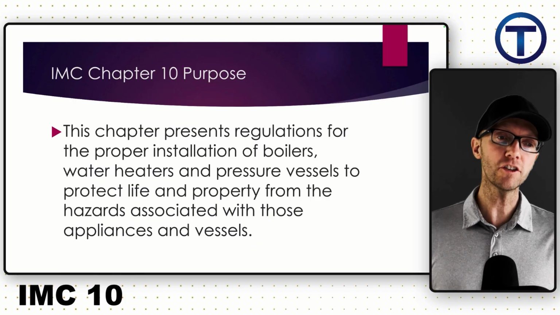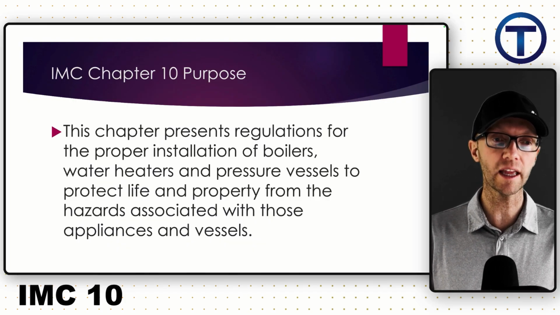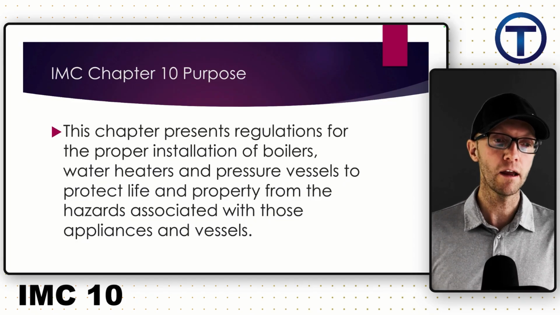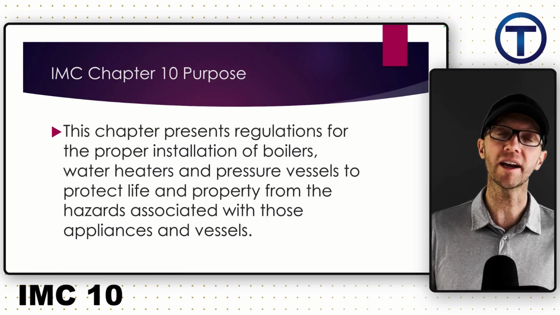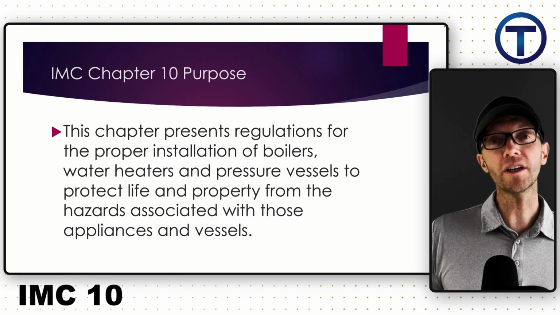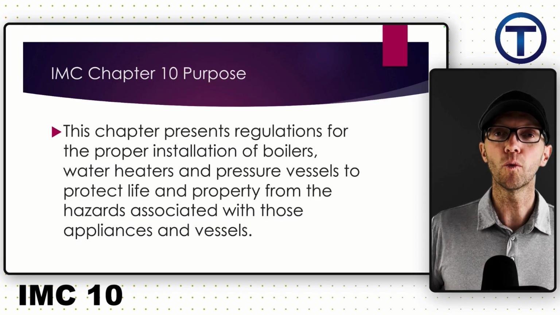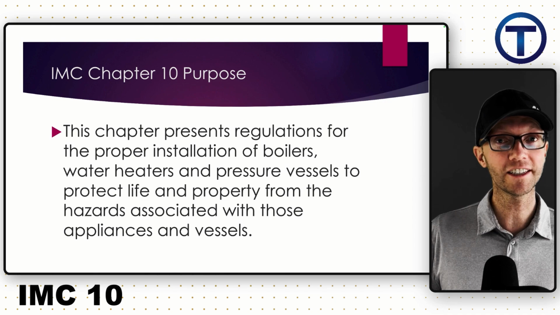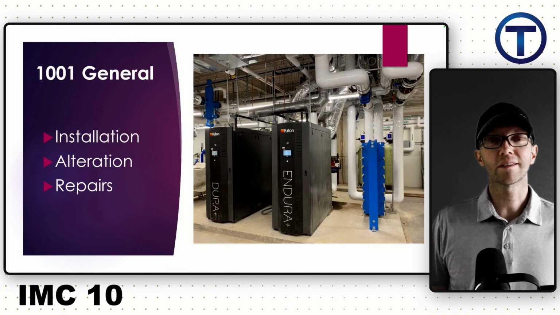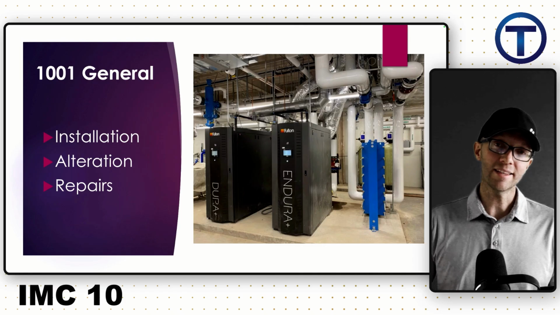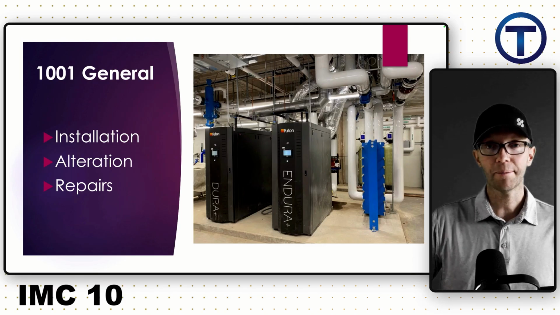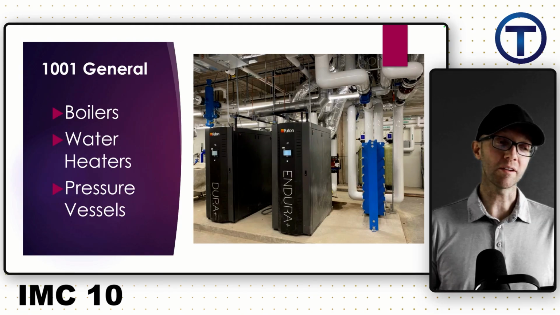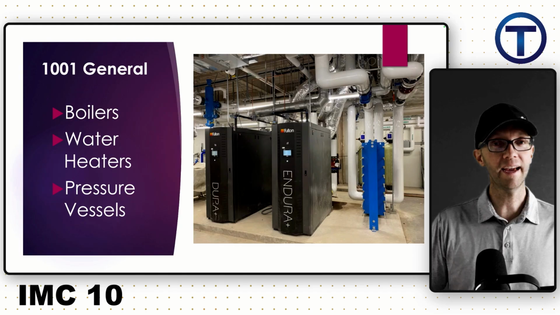It states, this chapter presents regulations for the proper installation of boilers, water heaters, and pressure vessels to protect life and property from the hazards associated with those appliances and vessels. So we can trust that as we learn this chapter, we will be knowledgeable on how to run these appliances, these boilers and water heaters, and to do it in a safe way. We'll start at 1001, and this gives us the general. This chapter is all about the installation, alteration, and repairs of boilers, water heaters, and pressure vessels. That's what it's going to give us.